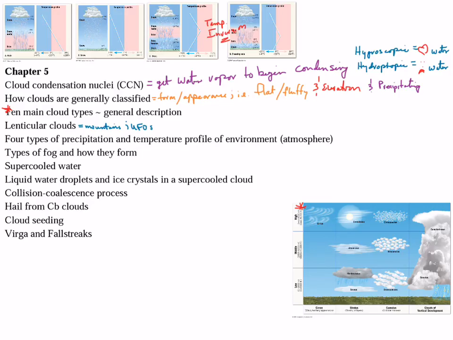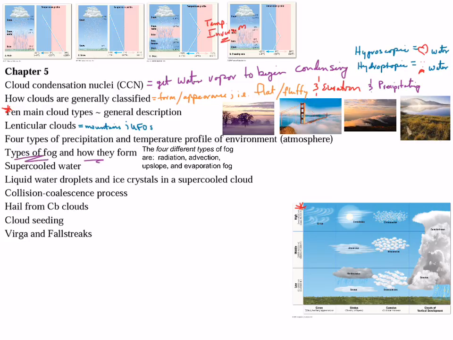Fog. Yeah, types of fog look like this. So I have some pictures of the types of fog. Radiation, advection. This is upslope, like up a mountain. Kind of like orographic lifting. And this one would probably be called, well, evaporation fog, but probably steam fog.